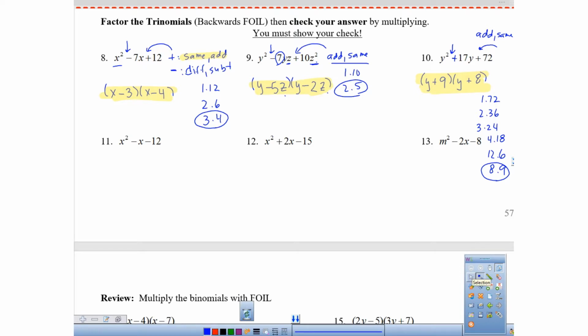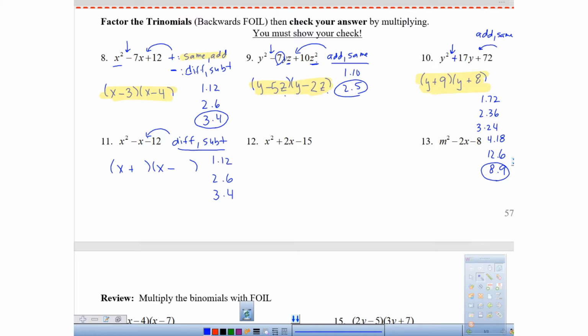Okay, 11's a little different. Look in front of the 12. Now it's a negative, so it tells you that your signs are going to be different and that you're going to be subtracting. So the x to the second is going to go to an x and an x. Signs are different, so one's a plus, one's a minus. Doesn't matter if you go plus minus or minus plus. What numbers multiply to give you 12? 1 and 12, 2 and 6, and 3 and 4.